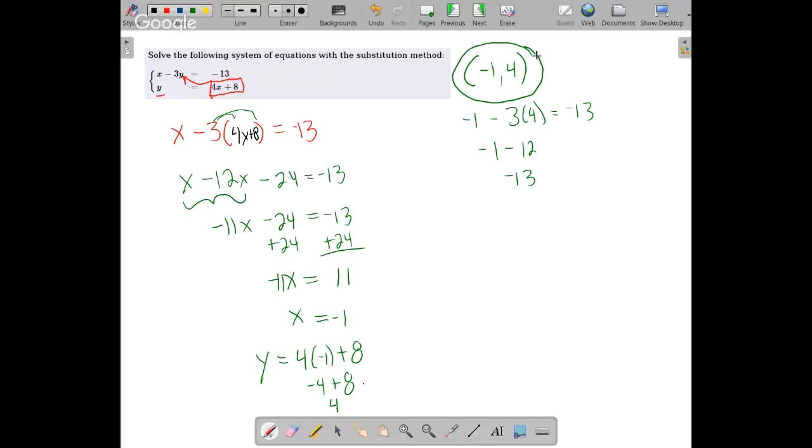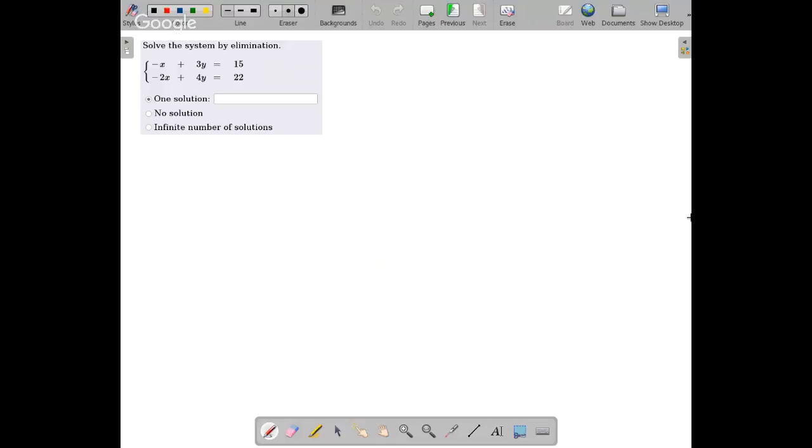All right, let's try one more. Here we're going to use what's called the elimination method. With the elimination method, we want to try to line up a pair of variables to be opposites. So 3 versus 4. How about here? If that was a positive 2x there, that would work.